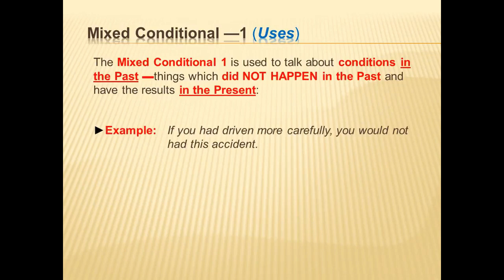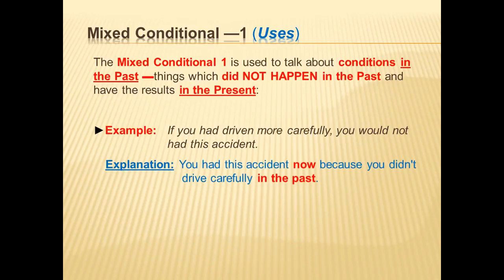This is an example. If you had driven more carefully, you would not have this accident. The explanation: you have an accident now because you didn't drive carefully in the past. So it means that you drove carelessly in the past, and in the present day you have an accident. This is the result of not being careful in the past.